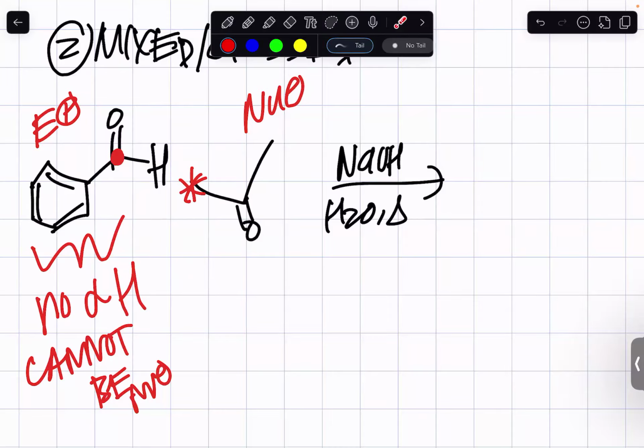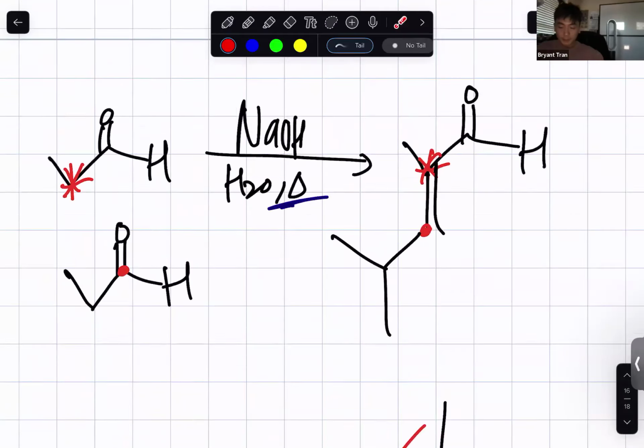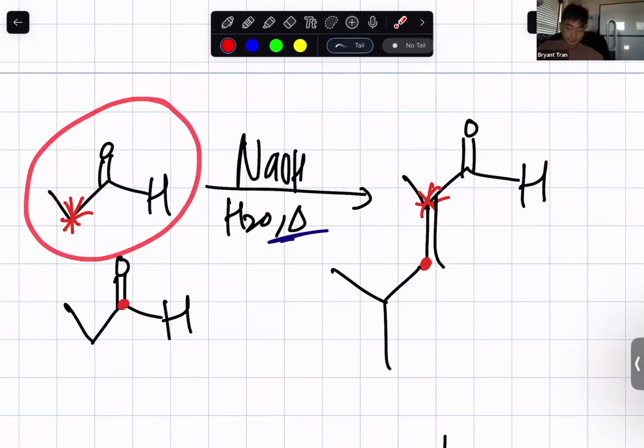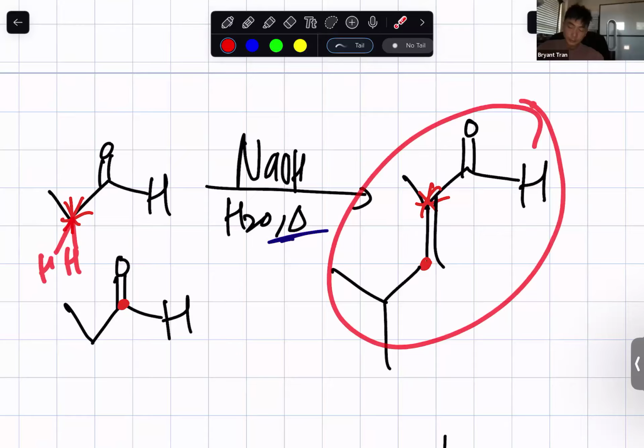So for dehydration, we need at least two alpha protons on the nucleophile. If we have the nucleophile here, we have at least two alpha protons. So that's good for an aldol dehydration product like this.